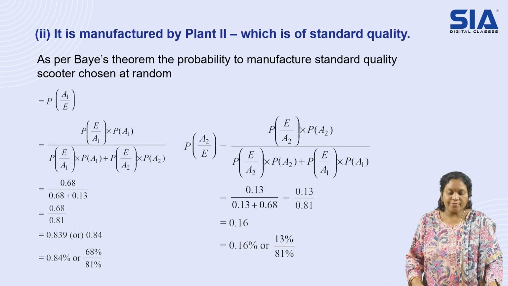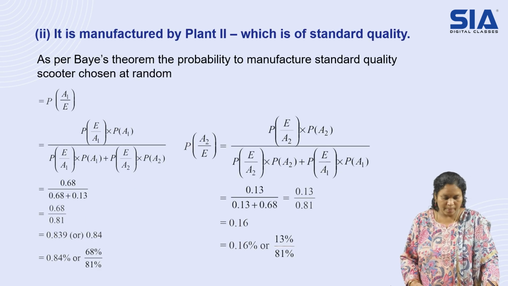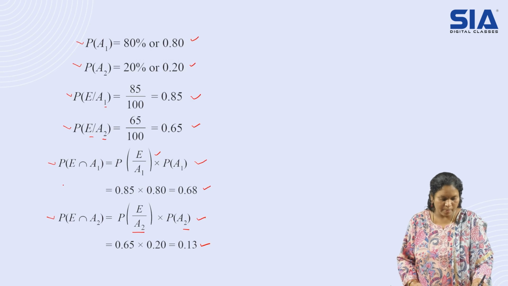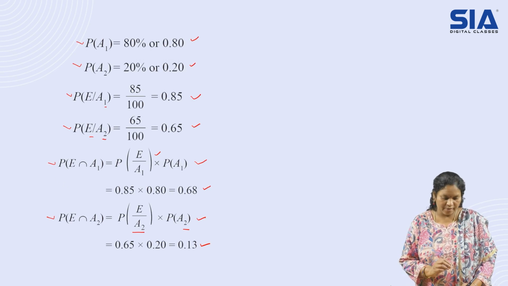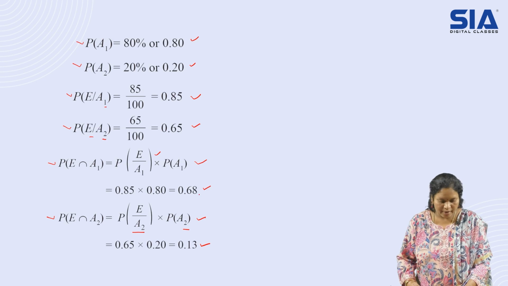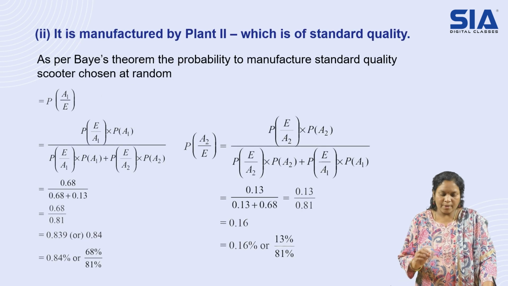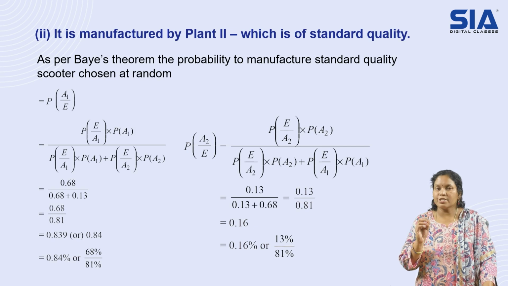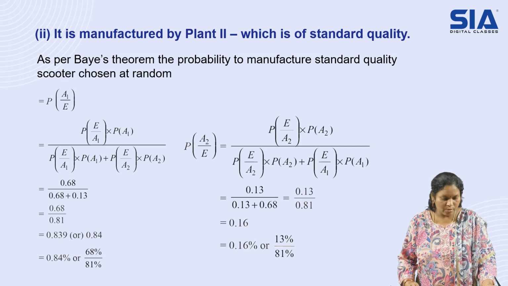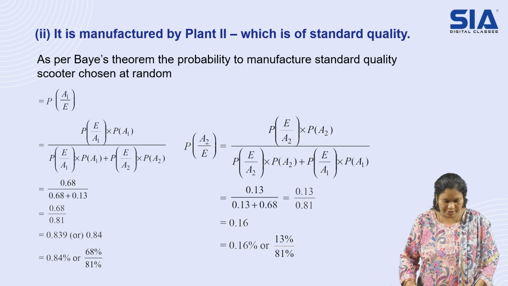Now let us check it out for the second one. So first plant, these are the probabilities. When it is quality of A1 and when it is quality of A2, I've got the answers here for plant 1. Now let us check it out if they are manufacturing using plant 2, and standard quality also, let us check it out here.